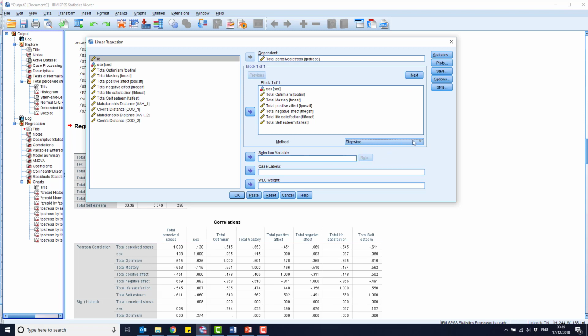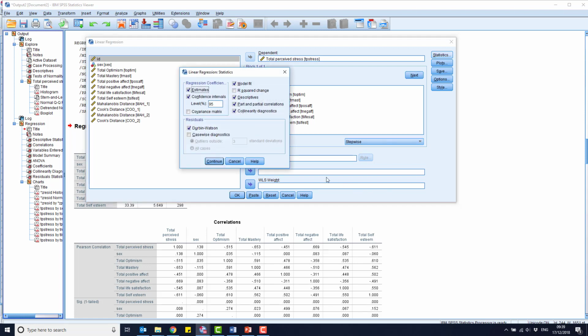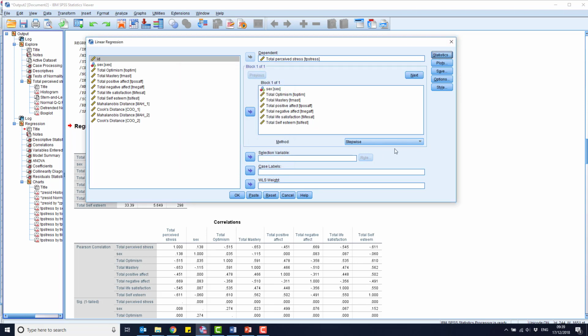Okay. There are different ones. If you want to learn the difference between those, have a look at Andy Field's discussion in the Discovering Statistics Using SPSS book. So then in statistics, I need to ask for something additional. I need to find out the R-squared change. That's really important. So I'll click continue, and then everything else we can leave as it was, and I'll just run again.